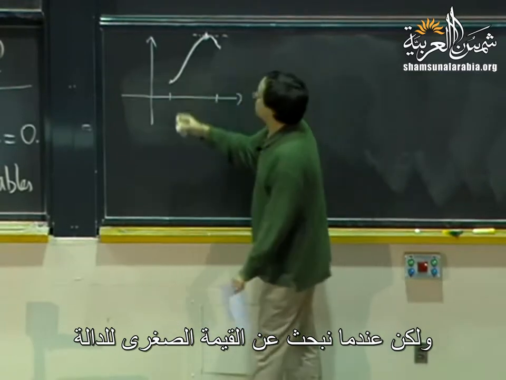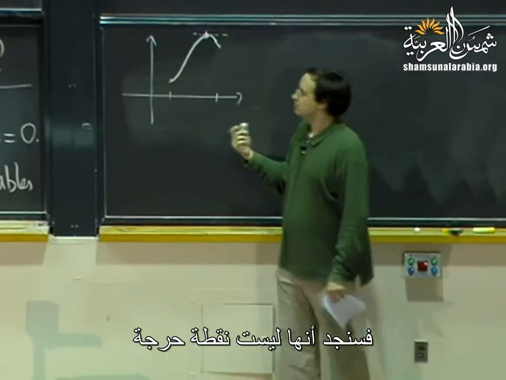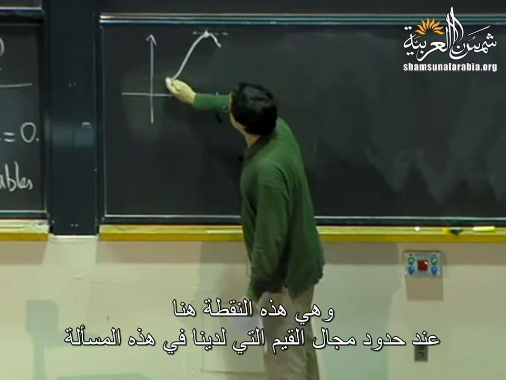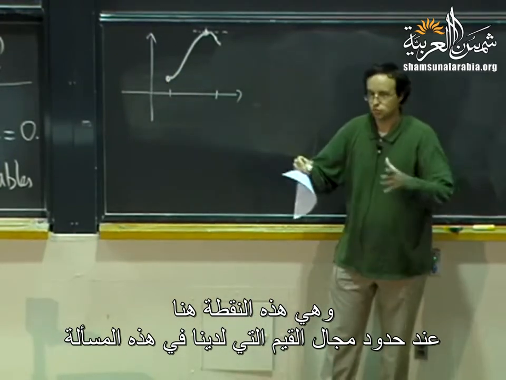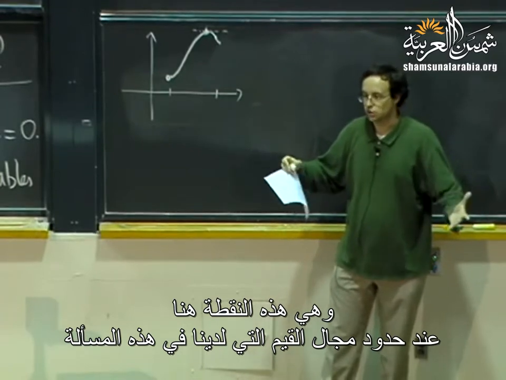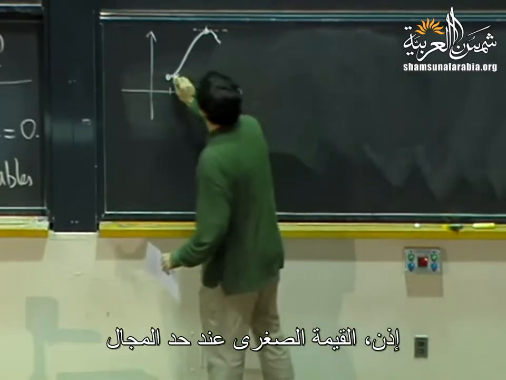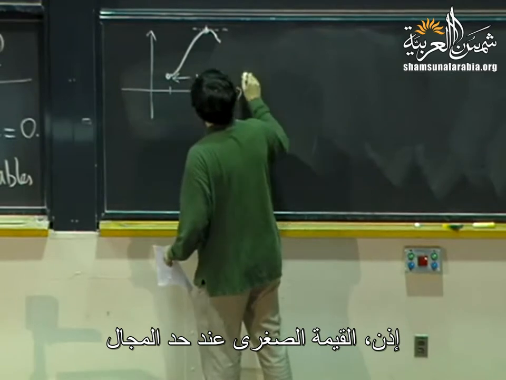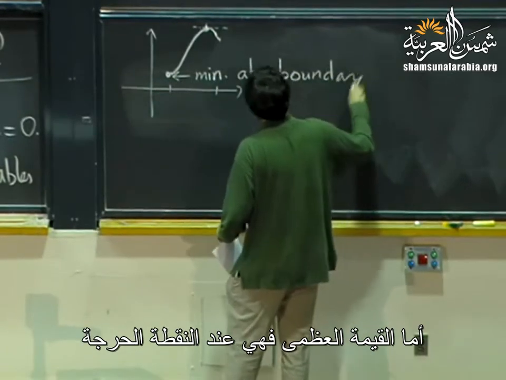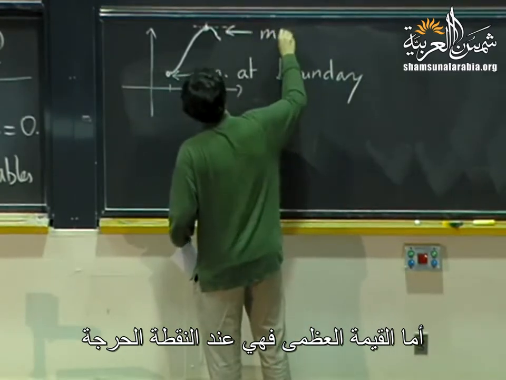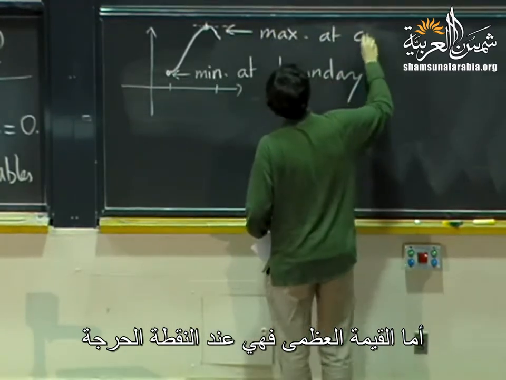But then, when we are looking for the minimum of a function, well, it's not at a critical point, it's actually here at the boundary of the domain, the range of values that we are going to consider. So here, the minimum is at the boundary, and the maximum is at a critical point.